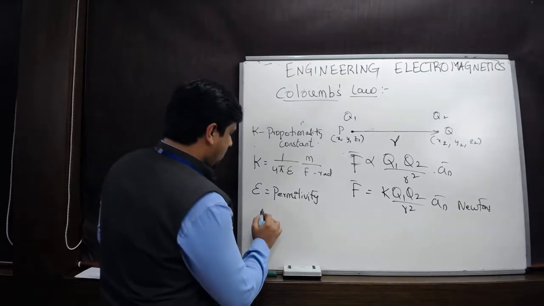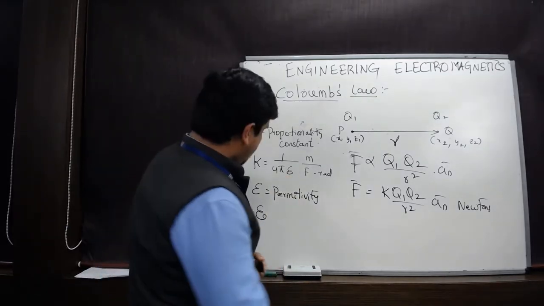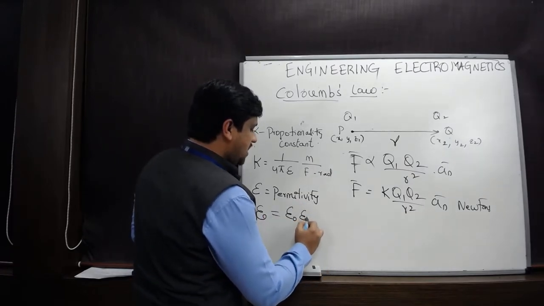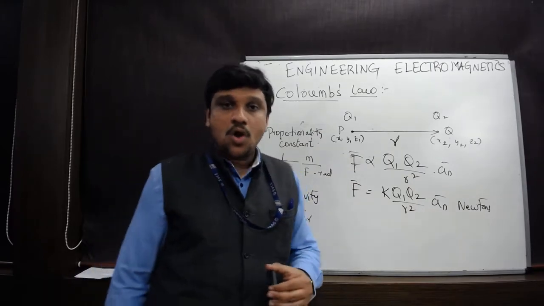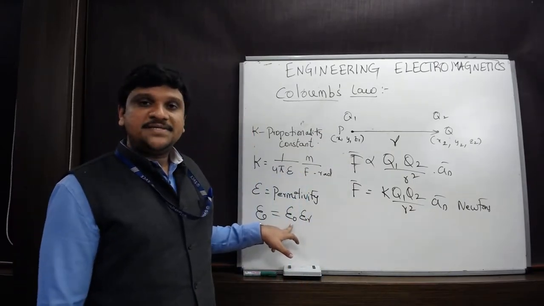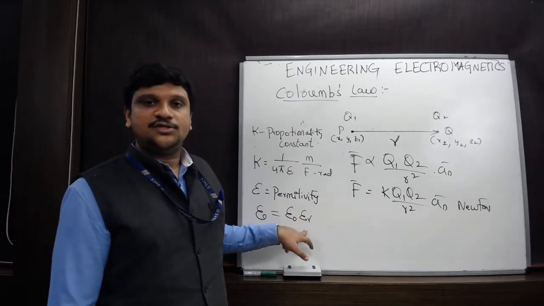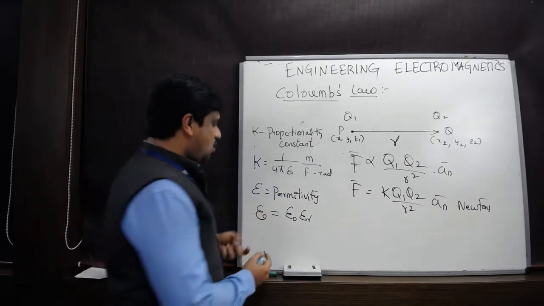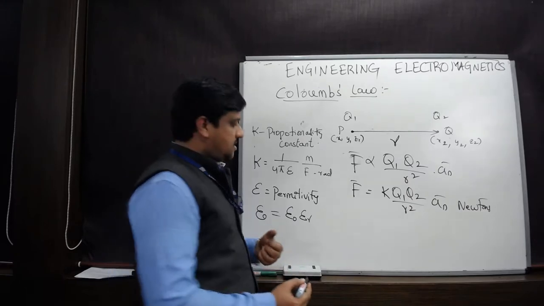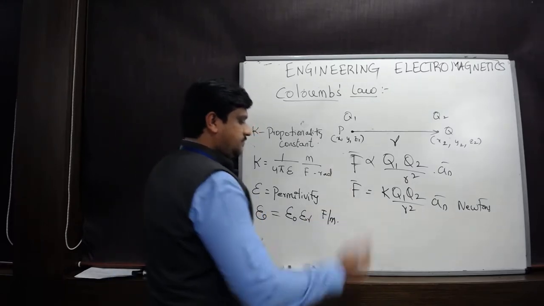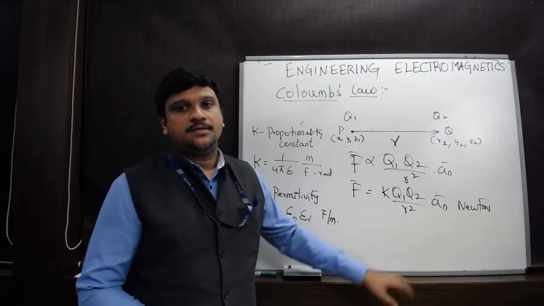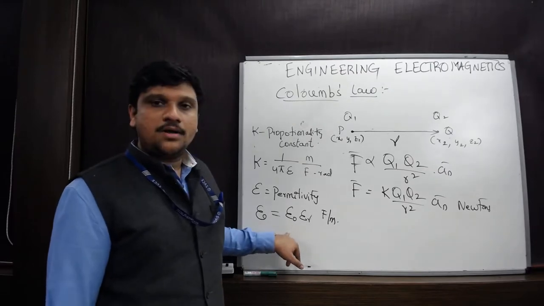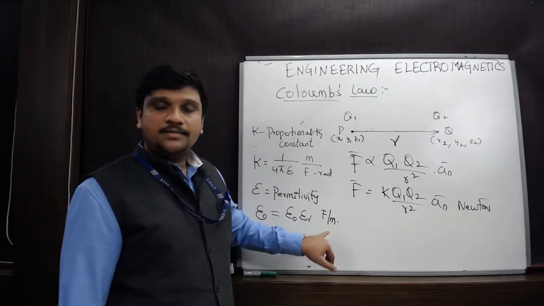If you go for permittivity, this epsilon can be defined more elaborately as epsilon naught into epsilon r. Epsilon naught is the permittivity of the free space, whereas epsilon r is the dielectric constant or relative permittivity. So epsilon is equal to epsilon naught into epsilon r, and the unit for epsilon is Faraday per meter.